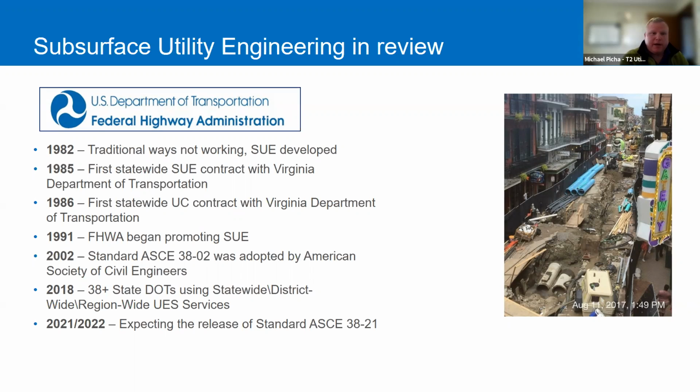In '91, Federal Highways began promoting it. In 2002, the standard, ASCE 38-02, was adopted by the American Society of Civil Engineers. That is the guidebook that we work off of and follow for all the work that we do, and it guides the standards that we set. As of 2018, there were 38 states that have adopted SUE and have SUE contracts within their districts, either statewide, city, region, things of that nature.